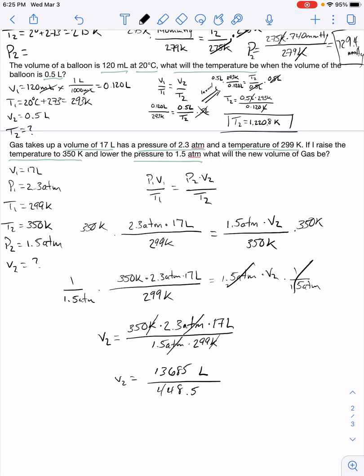And so 13,685 divided by 448.5 is equal to 30.5 liters.